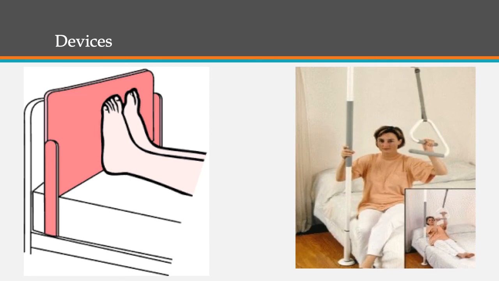The device on the right is an example of the trapeze bar, and use of a trapeze bar helps a lot of bedridden patients maintain some independence. It hangs over the bed and they can grab it with their upper body and help you position them in the bed, or they can position themselves depending on how strong they are with their upper body. So it just helps maintain some of that independence.